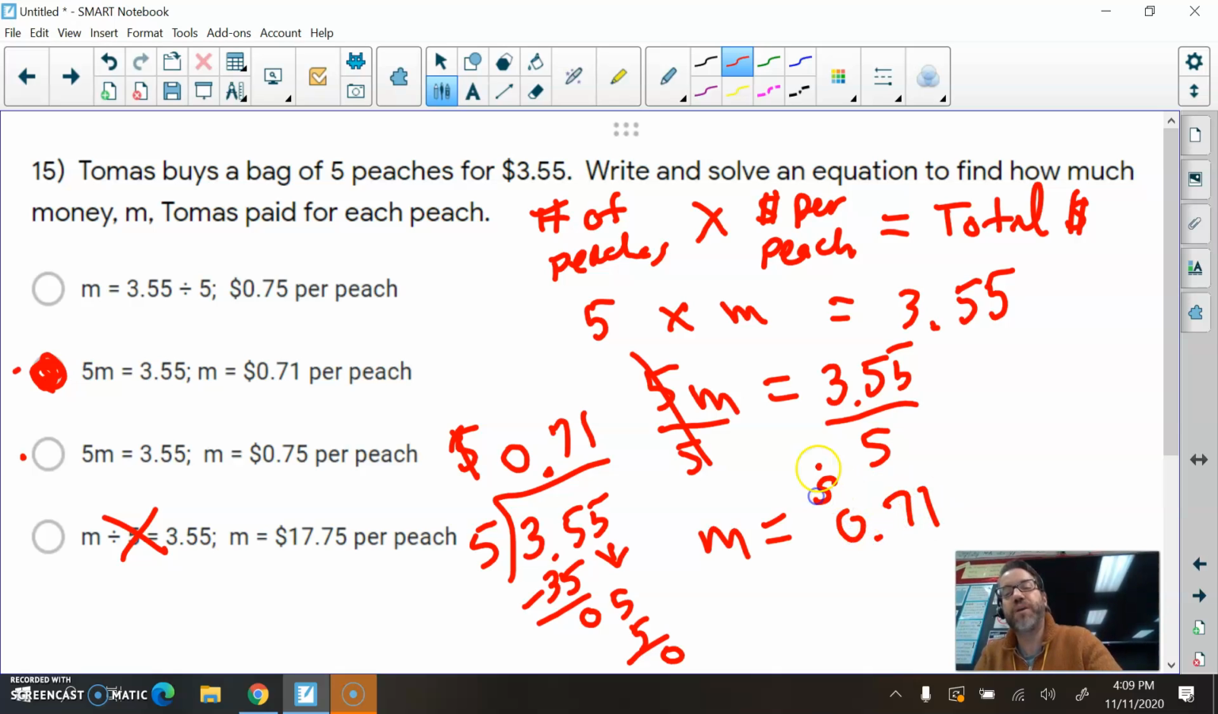And I love peaches. I would have paid 75 cents per peach. I'd be willing because they're that delicious. All right, have a nice day.